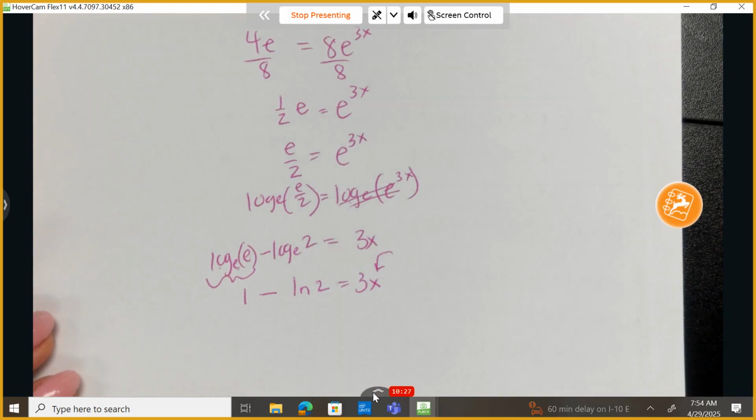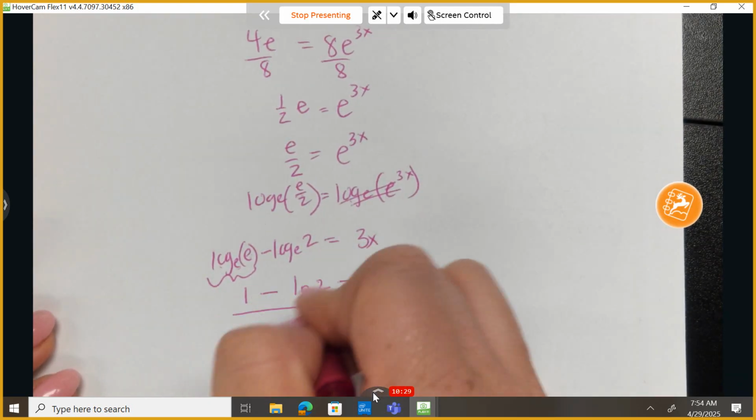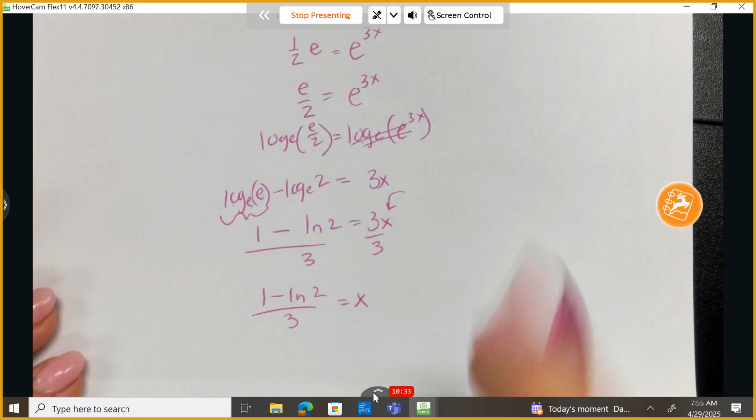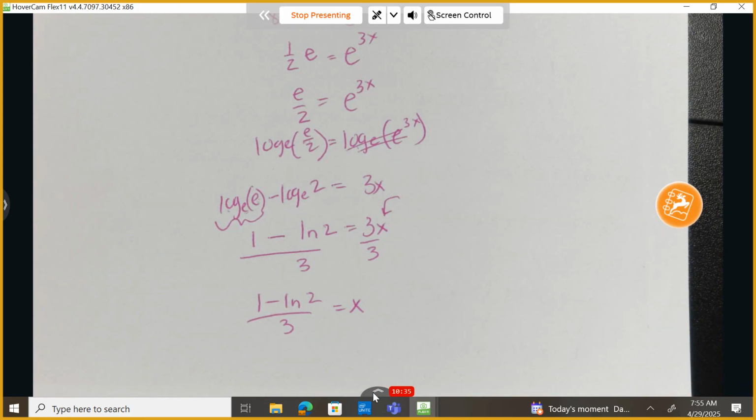And now to isolate, we're going to divide by 3. So 1 subtract the ln of 2, divided by 3, equals x. And do everything in your power to always go back and make sure that you have circled anything.